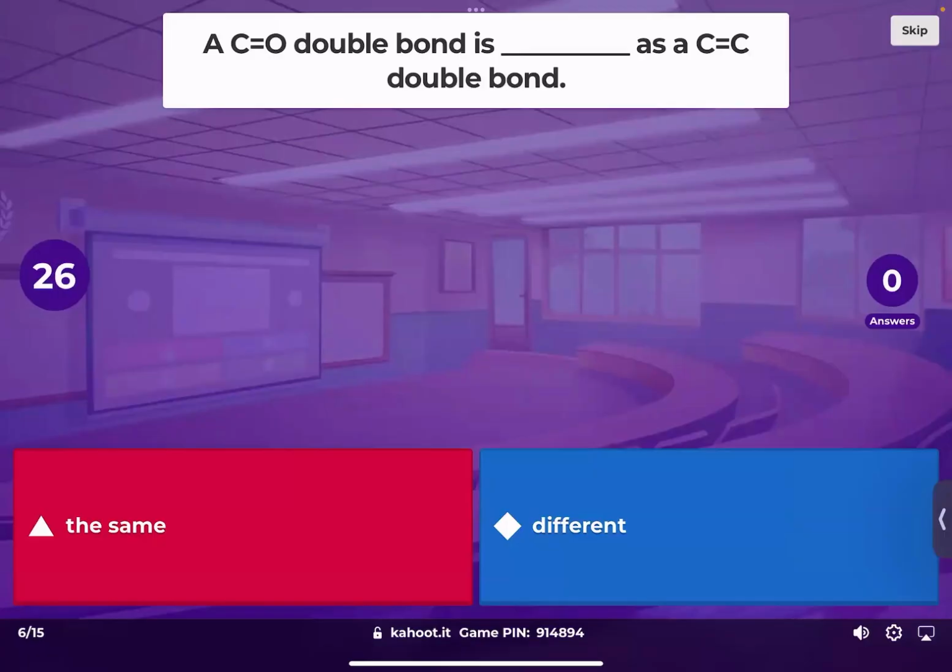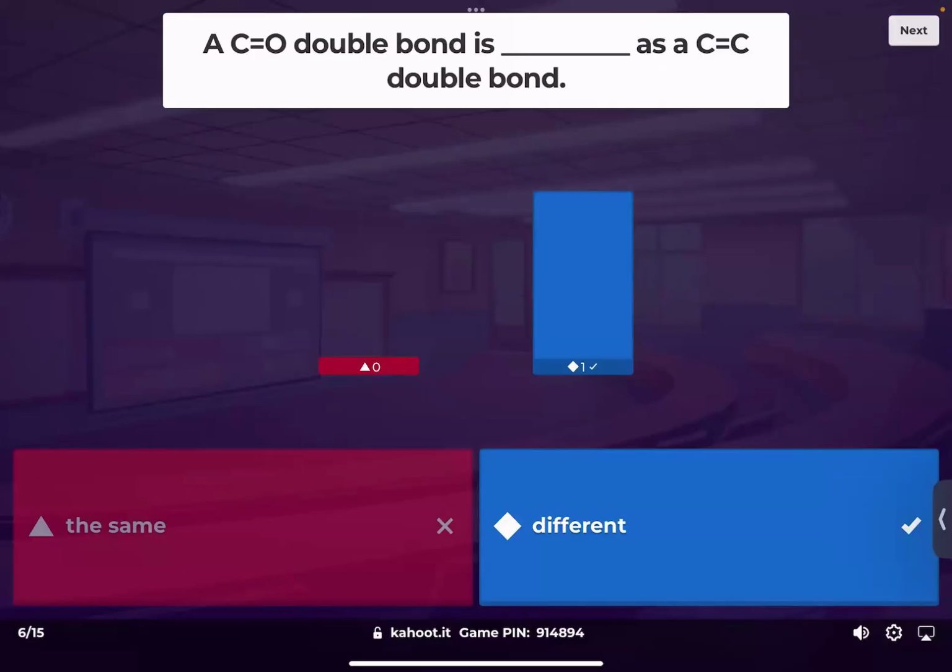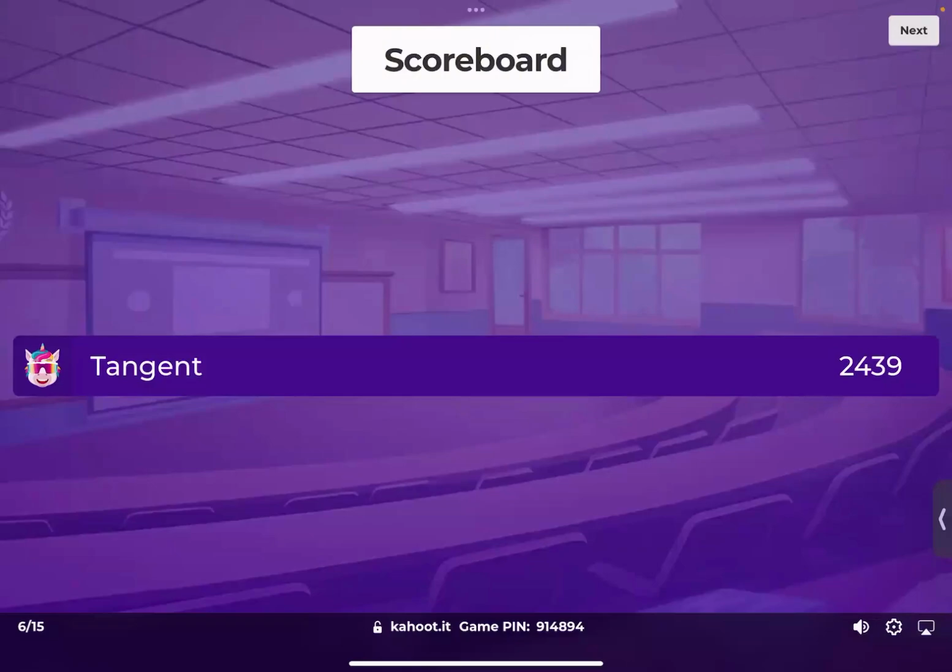Oh, the C double bond is different. It was the first. They're very close to each other though. Very close.